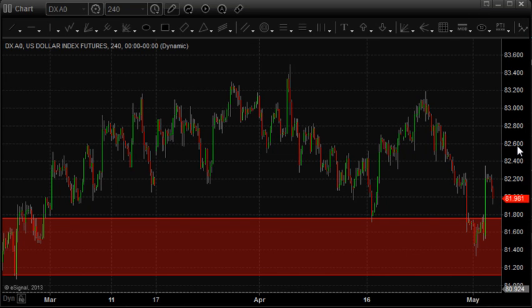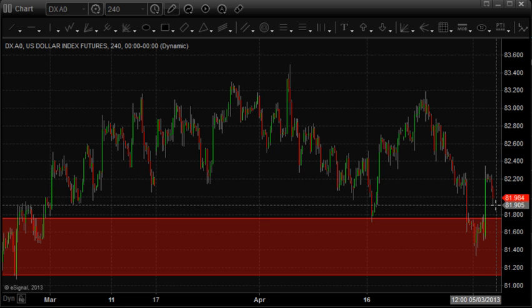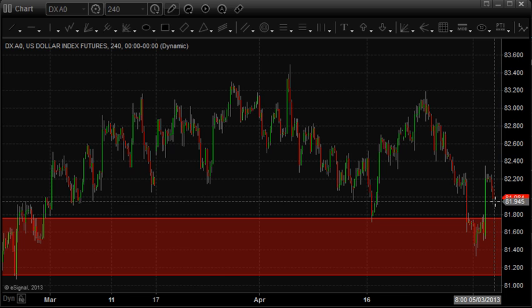Taking a look at the charts, we got the US dollar index. You can see we had a nice pop there out of support, and that put some pressure on equities the other day. But yesterday and this morning, we're seeing more or less the dollar pull back, and that really helped push stocks and commodities higher yesterday.